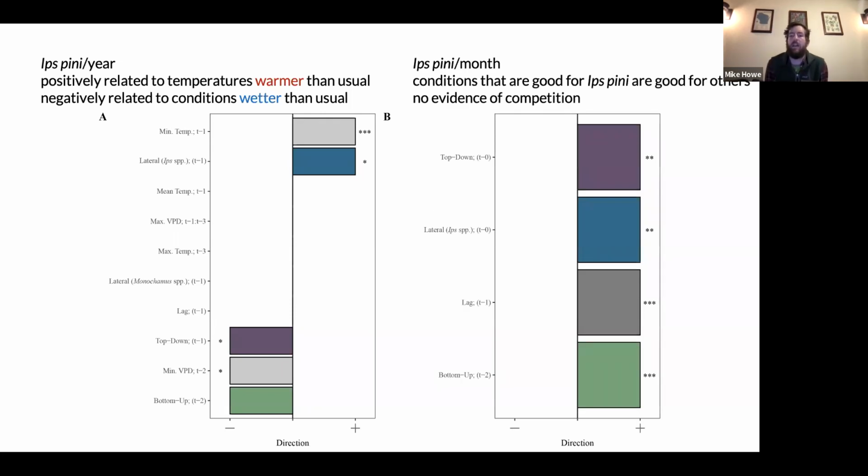And then when we look on a generation basis, we see that there's a positive relationship with the top-down, lateral, and bottom-up species, although with slightly different temporal lags, which I'm not going to go into right now, but I'd be happy to talk about later. But ultimately, it seems that our takeaway is that conditions that are good for Ips pini tend to be good for other species, and there doesn't seem to be much evidence of competition in this system.